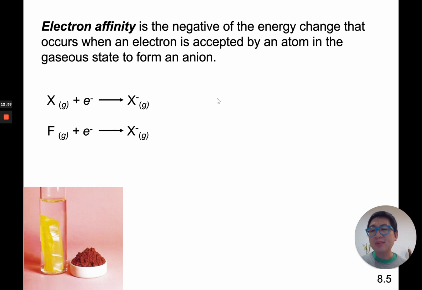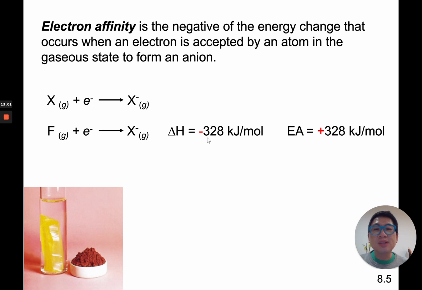So if you had an atom, ionization energy is to remove an electron. This is if you have an atom and somehow you want to add an electron. So you kind of shove an electron into an atom. Easier said than done. What is the energy change of that? And it's the negative of it. Because most energy changes are going to be negative, we take the negative of a negative, so overall the electron affinity will be a positive number.